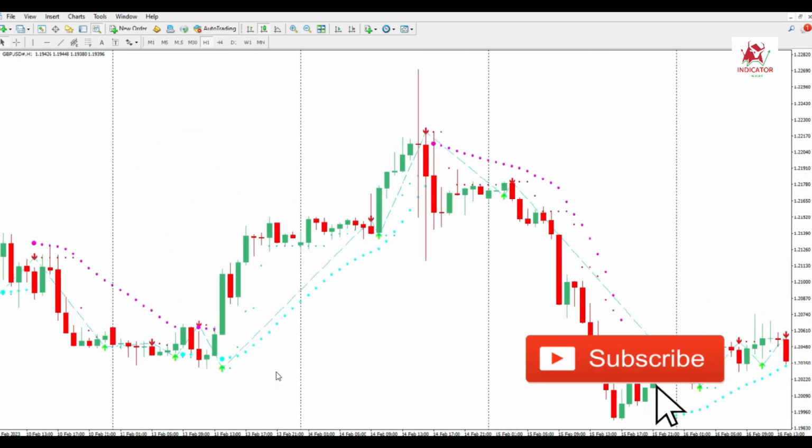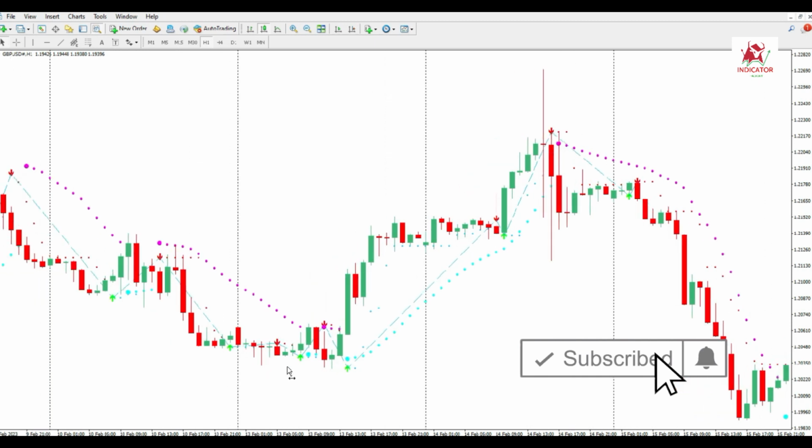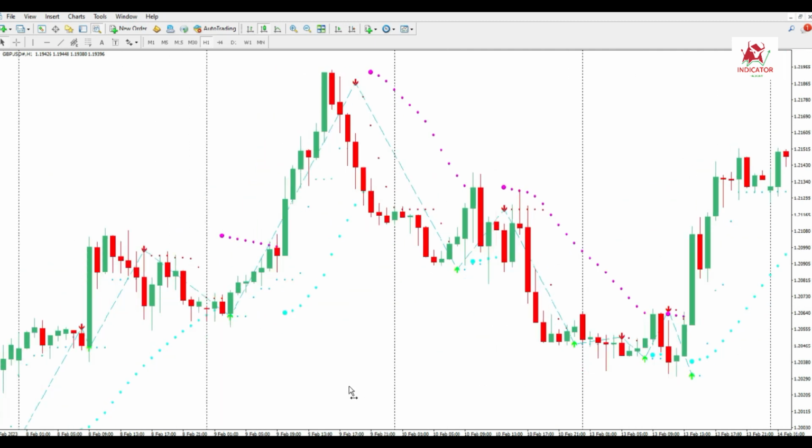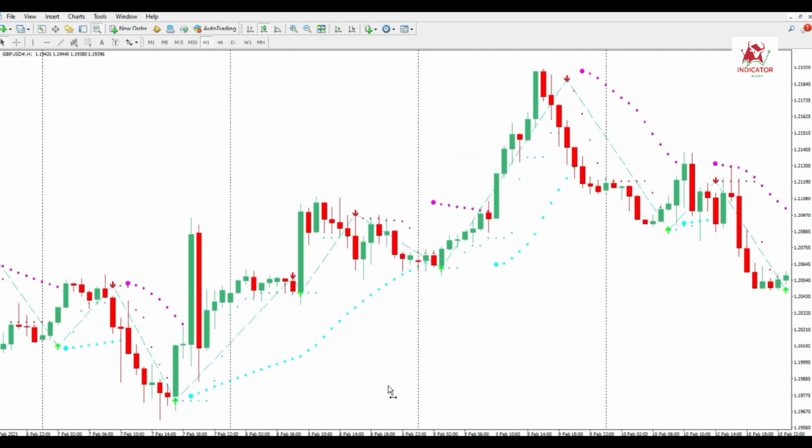MTF Parabolic SAR Forex scalping strategy. This scalping system is a trend following system, multi-time frame based on the Parabolic SAR indicator. This system features the quick exit position. It works on a 15-minute time frame or higher and is applicable to major currency pairs.